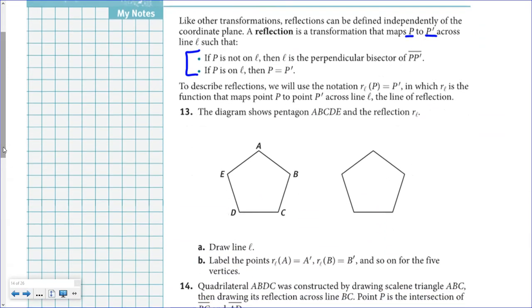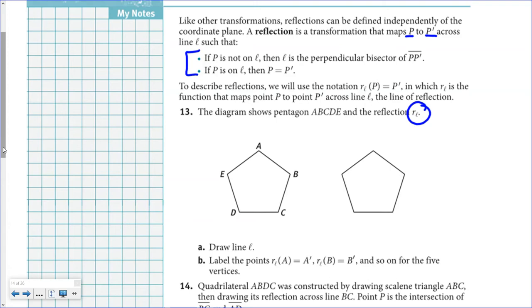So this is the book's notation, R sub L. All it is saying is reflecting across line L. We're not going to use that too much in class specifically. It's not going to show up on your test, so don't worry too much about understanding that notation. I'll tell you what they mean while we're working through the book.